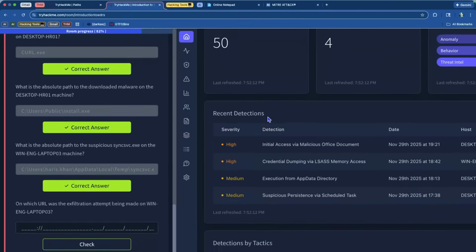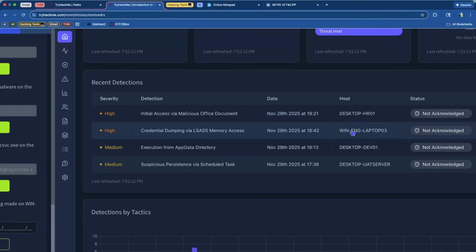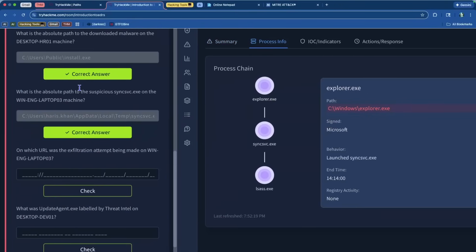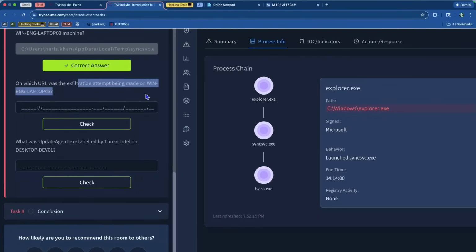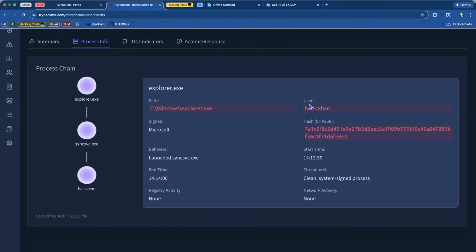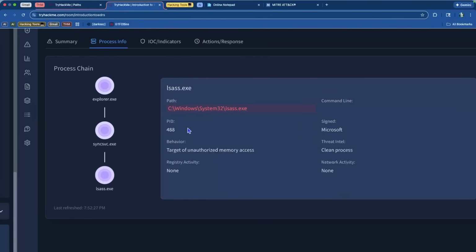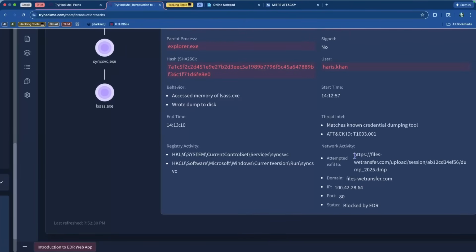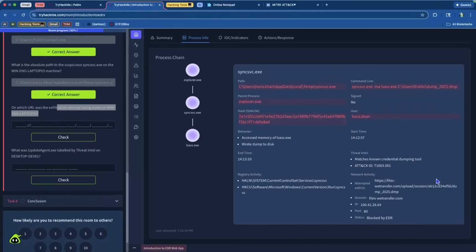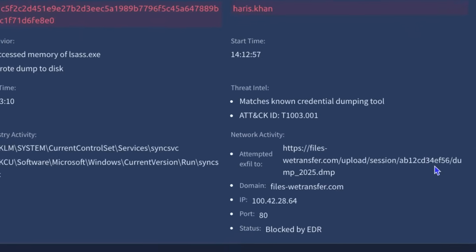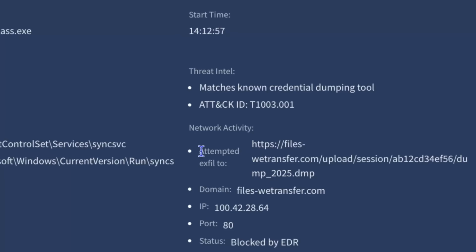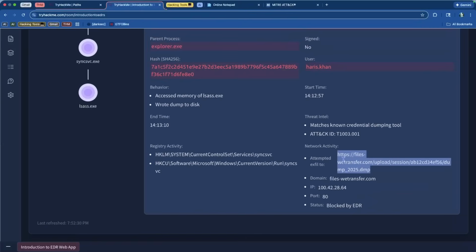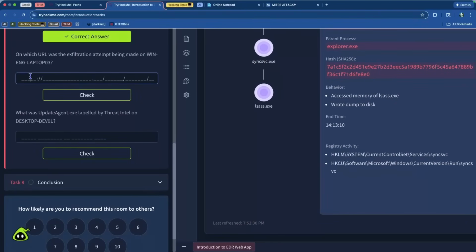On which URL was the exfiltration attempt being made on WinEng laptop? Okay, so we're going to move back now and look at the WinEng laptop. Oh, it's actually the same one, so we're still here. It says on which URL was the exfiltration attempt being made? Let's see. It would be towards the end right here, I would say. Let's see what we can find. Oh, here we go. We have that right here. That's amazing. This is so easy. Attempted exfiltration to, there we go. And so this would be the full URL. That is unbelievably easy.